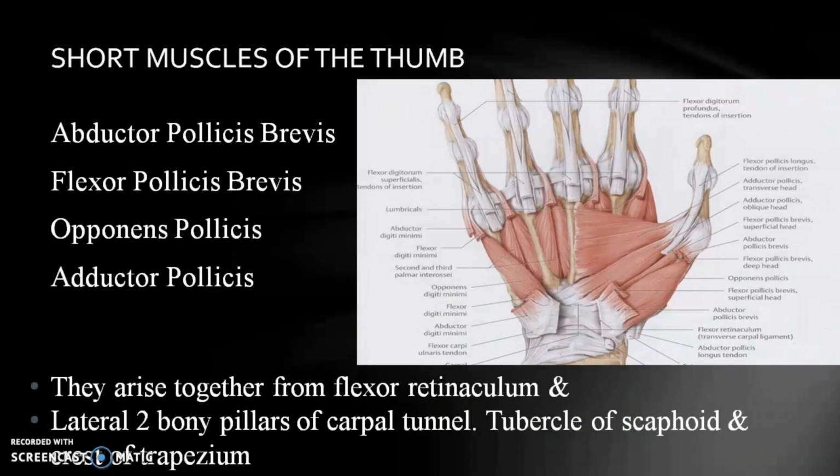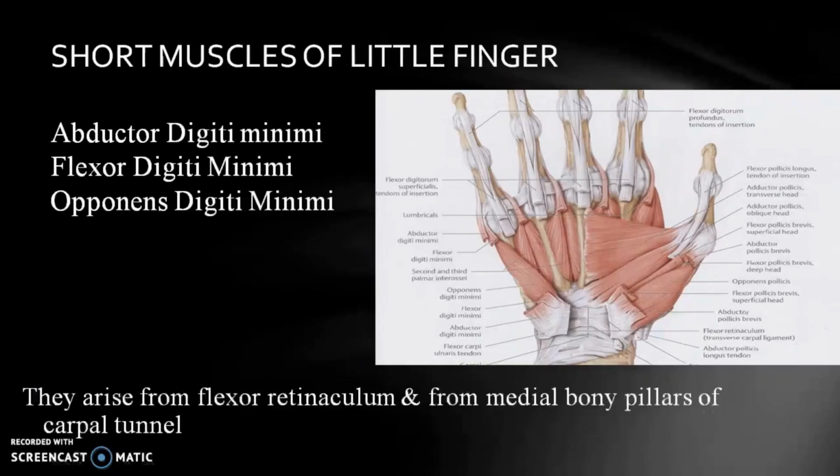So to commonly remember this, you have to remember it in this easy way: it is taking origin from the flexor retinaculum and also from the lateral aspect, 2 bones that are present in the carpal region. One is scaphoid and another one is trapezium.